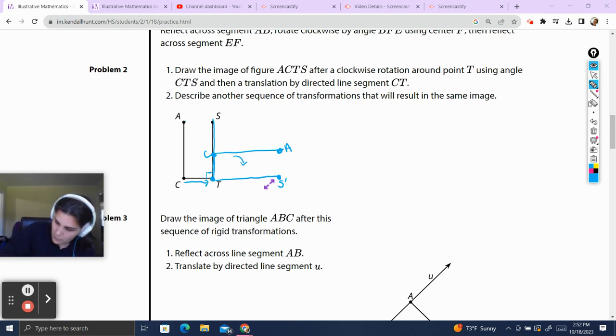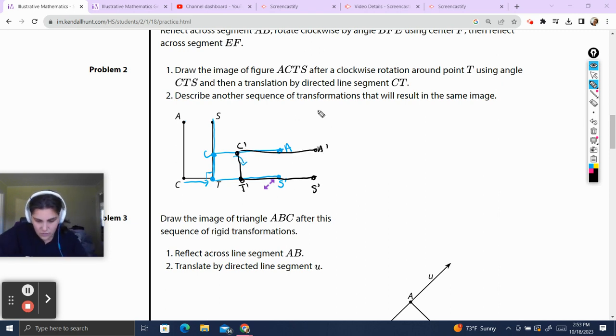So that means we're going to move that far to the right. So I'm going to change colors, and we're going to take everything and shift each point about that amount to the right. And then it's going to bring us A prime, C prime. Describe another sequence of transformations that will result in the same image. So we're going to come up with a sequence of transformations that's going to bring this guy to that guy.